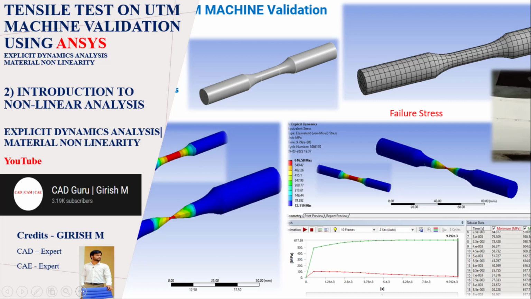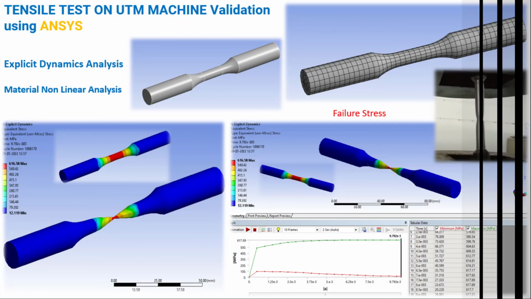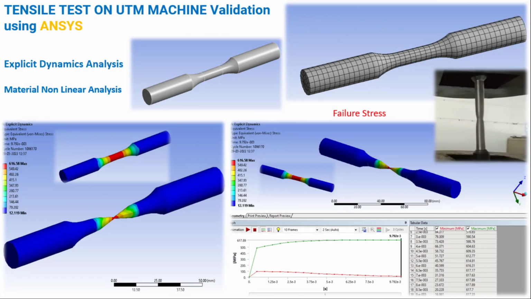So in nonlinearity, we have different types of nonlinearities. Here, I'll consider the material nonlinearity. In that, again, I'll choose the explicit dynamic analysis, and with that, we'll take the nonlinear material into account, and we'll run this UTM testing machine validation analysis.